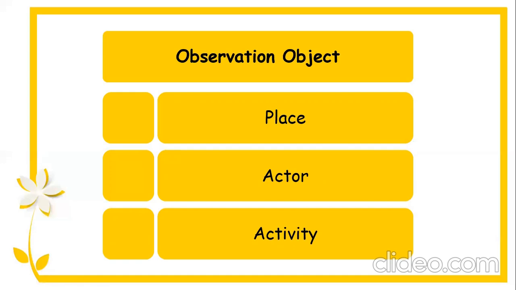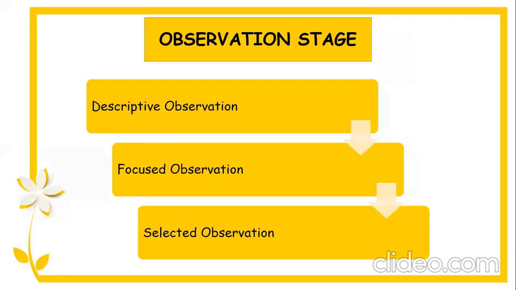For example, when we want to analyze education, the place is school, and the actors are students, teachers, headmaster, and all the people in the school. And the activity is a teacher teaching the students. It is the activity that happens in the observation object.